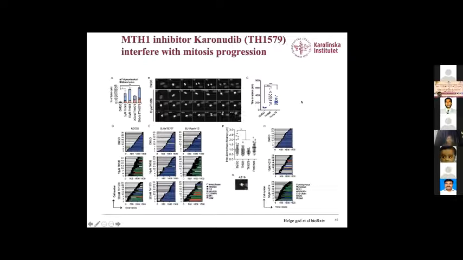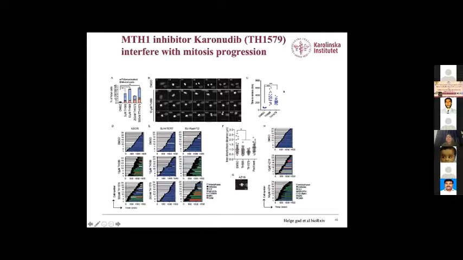And then similar to the siRNA, we used both the drugs, 588 and 1579. Then we found a similar effect, that they do the polynucleation, and they do the micronucleation effect. And then there is an increase in the time in mitosis.